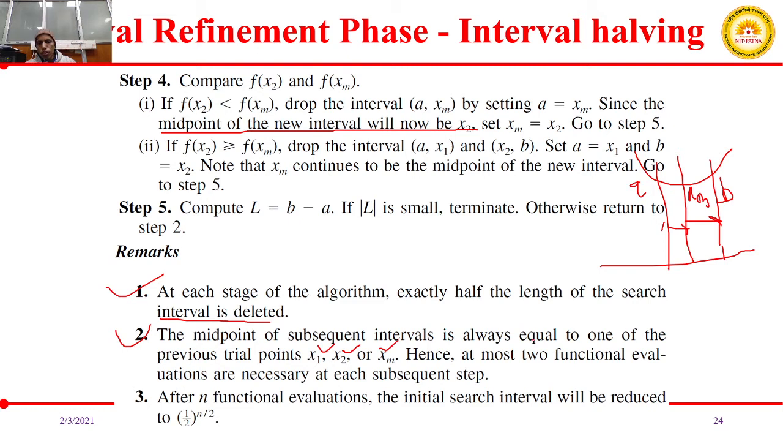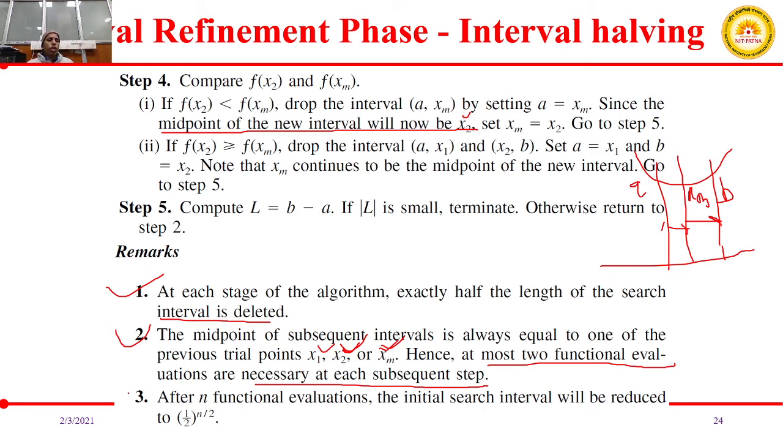Hence, at the most, two functional evaluations are necessary at each subsequent stage. Okay, since this midpoint is already known to us, in the next stage we will always be knowing the value of either x1, x2, or xm, and we need to calculate only the two remaining new function values in order to proceed further with this interval refinement phase.